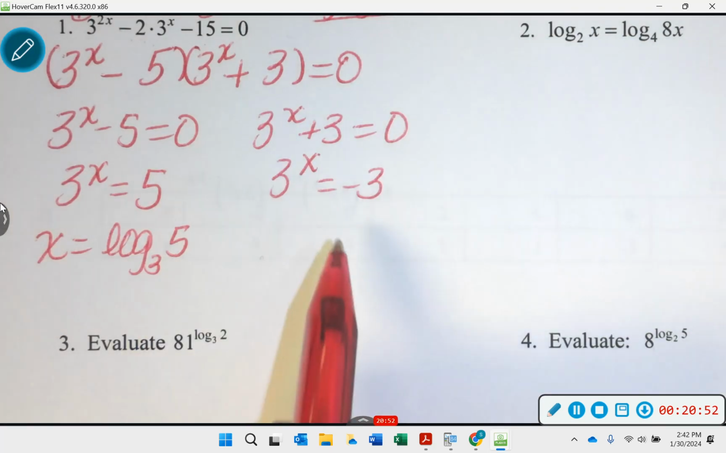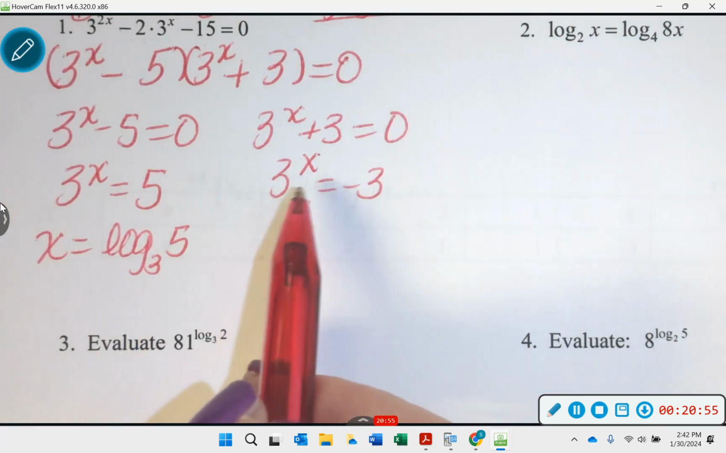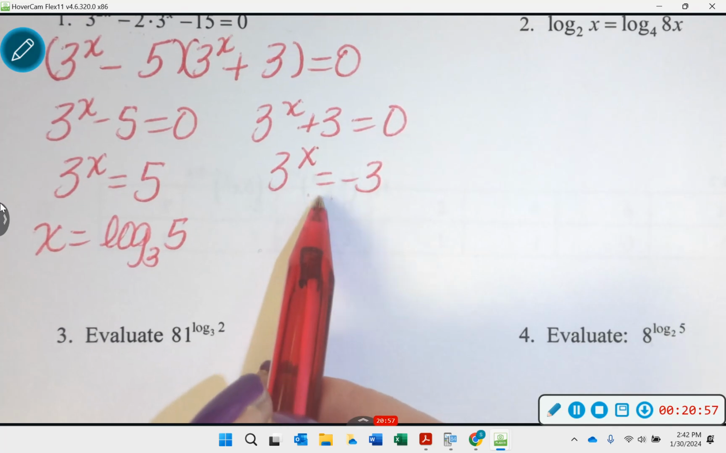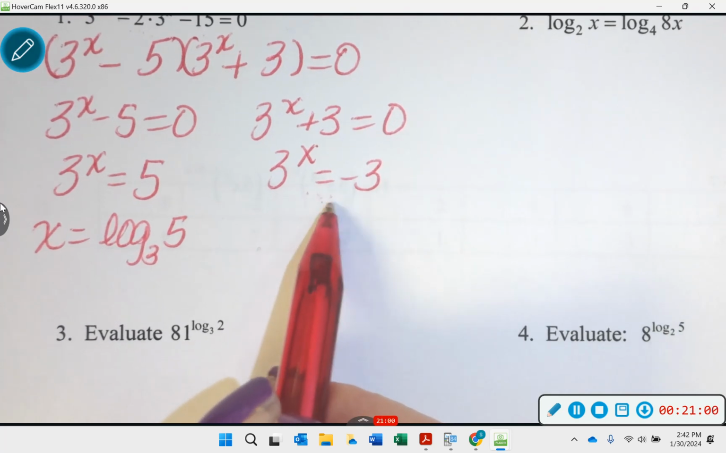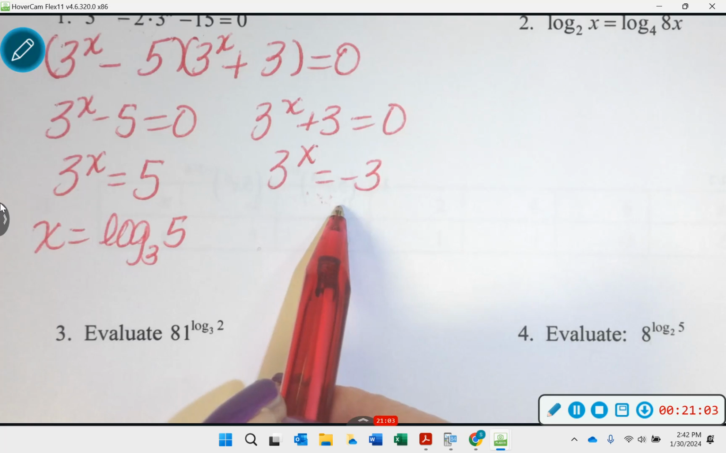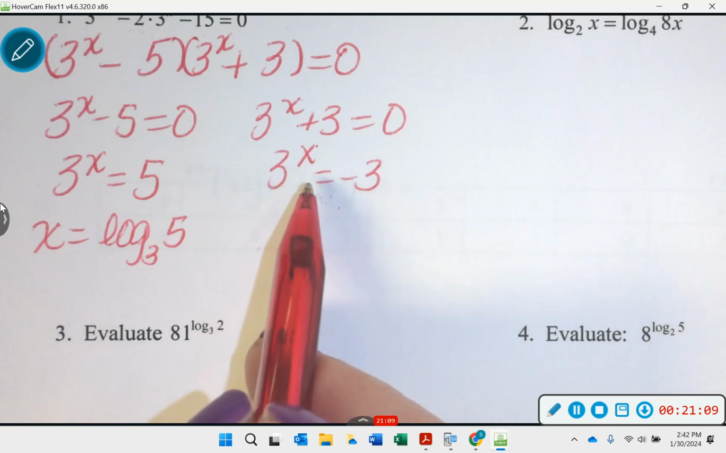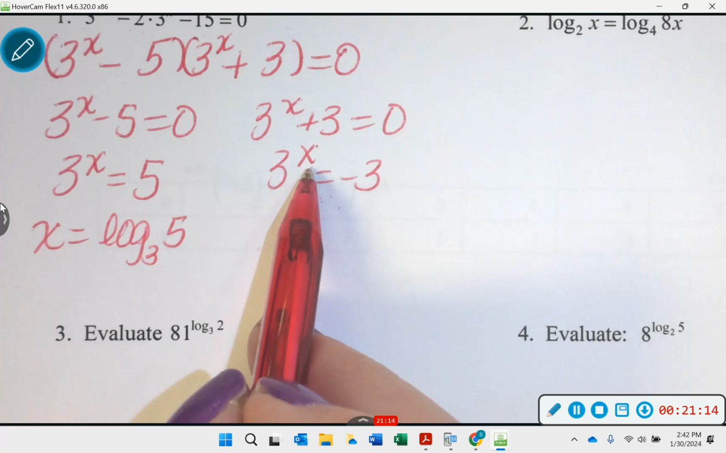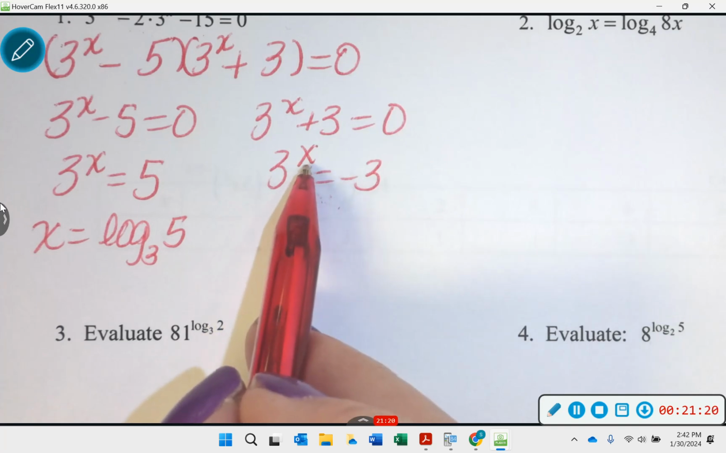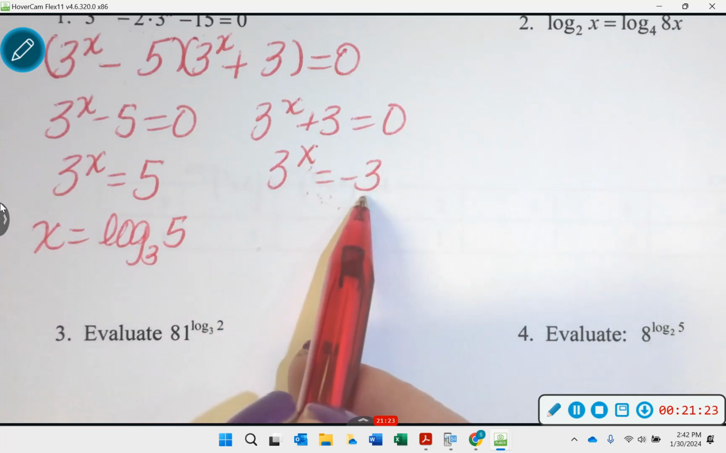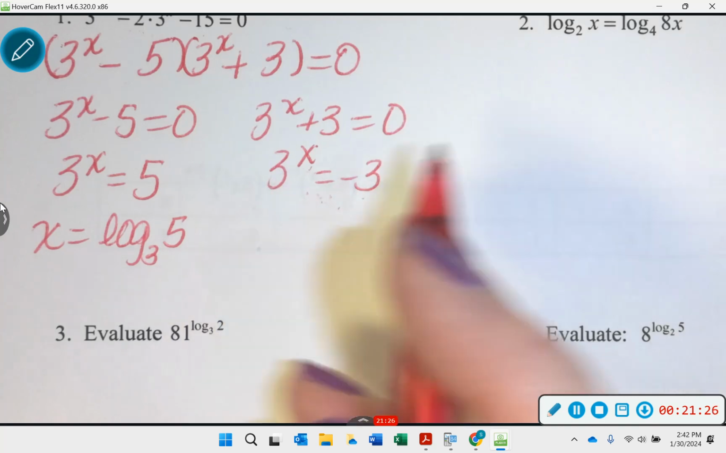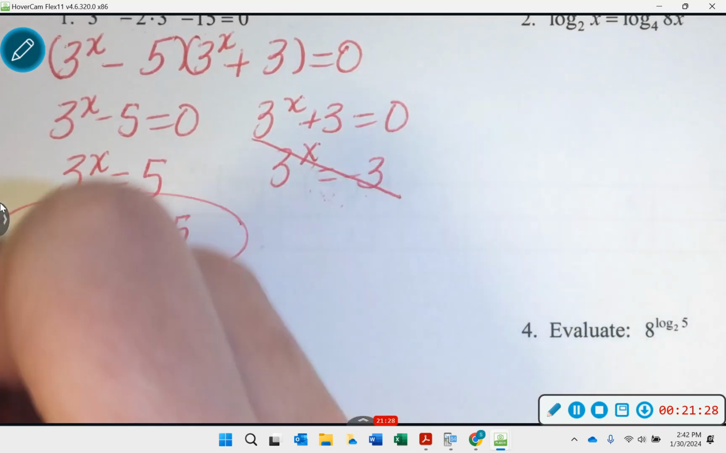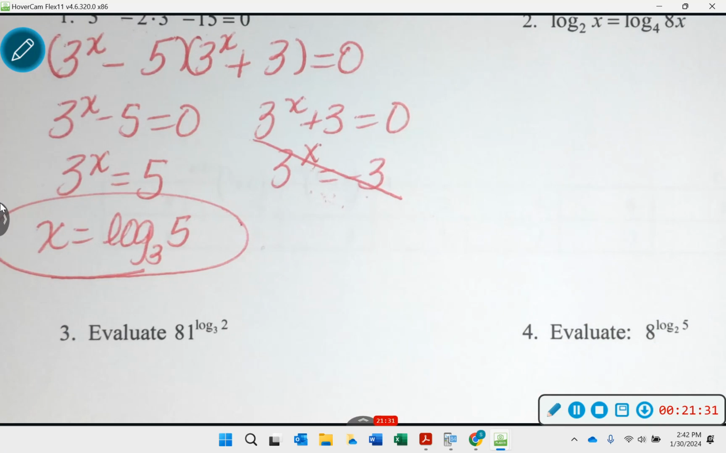So that's right. But what's the problem over here? Can anybody explain why this ends up being no solution? Well, it's not a log, it's an exponential. What if x is -1? What's 3 to the -1? What if x is -2? What's 3 to the -2? Do exponential functions, no matter what this x is, ever equal a negative? No. That's the reason this does not even have a solution. That's the only solution we get, is right there.